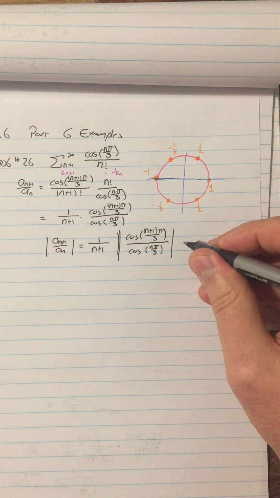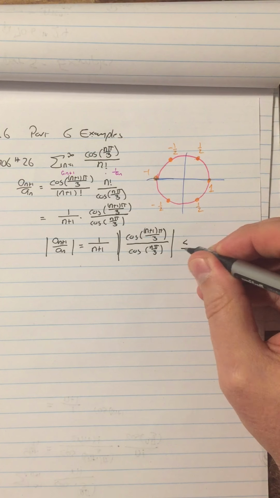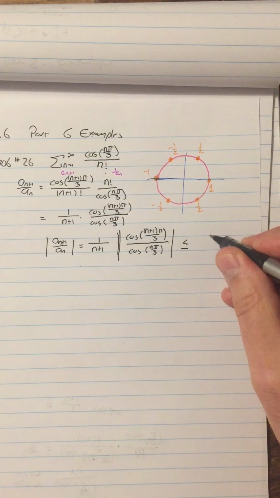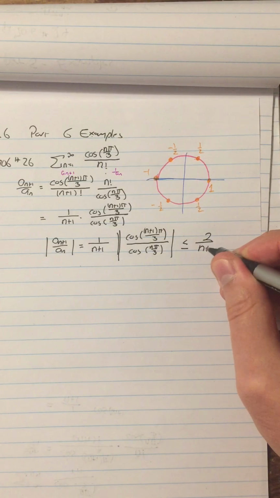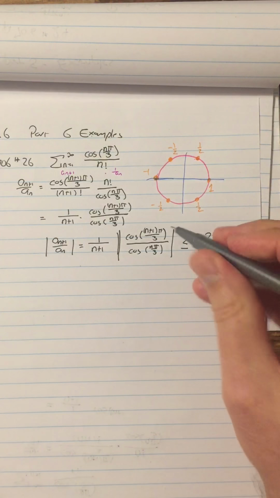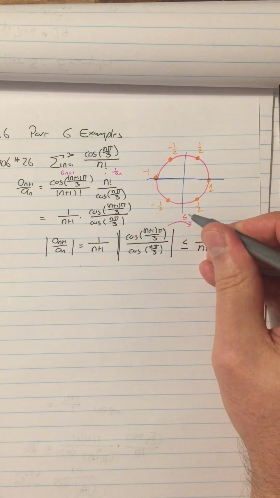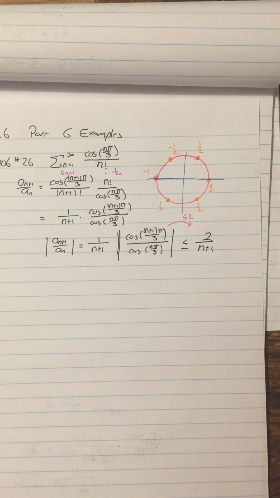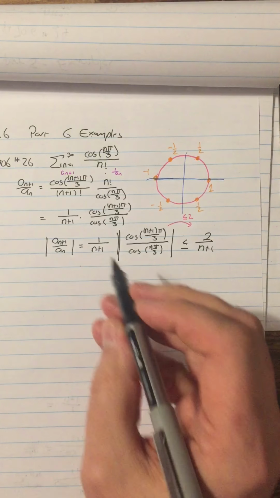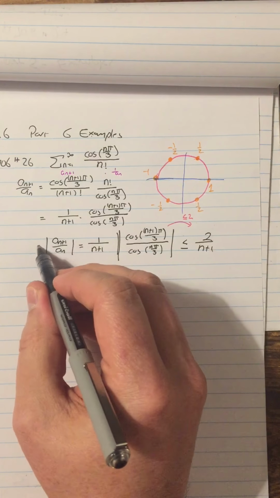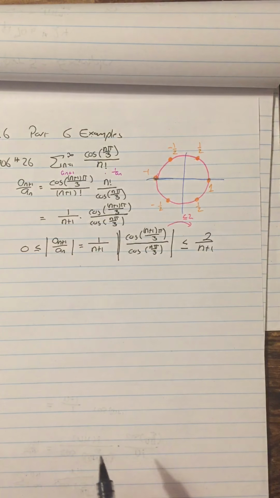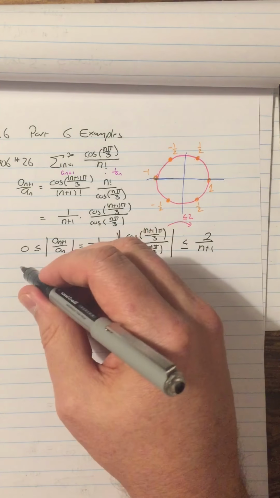So this whole thing is less than or equal to 2 over n plus 1, because this whole expression is less than or equal to 2. And that's the key to this whole thing. Then you can observe that my absolute value is always going to be positive. And then you can ask, what about the limit as n approaches infinity of this?